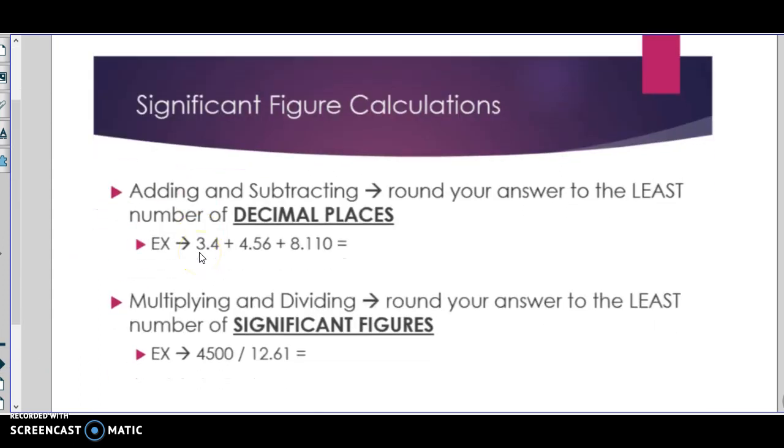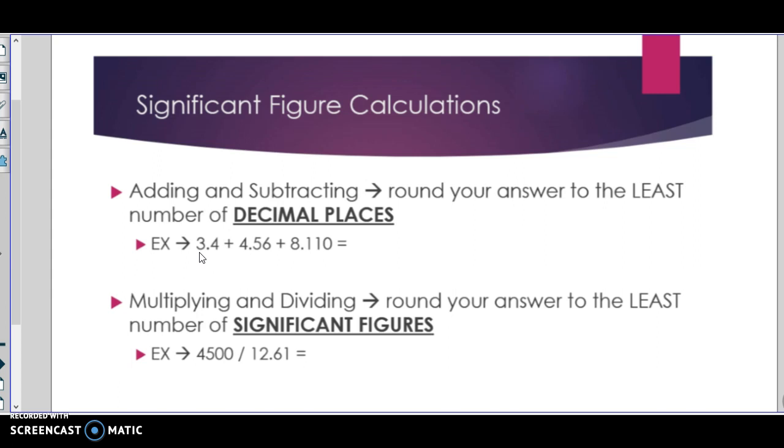Now let's talk some calculations. There are some rules we have to follow when we are calculating in chemistry. If you are adding or subtracting, we're going to round our answer to the least number of decimal places. If we're multiplying or dividing, we're going to round our answer to the least number of actual significant figures. So when we add and subtract, we kind of ignore all the rules we've already learned.